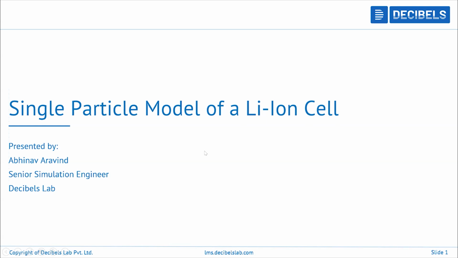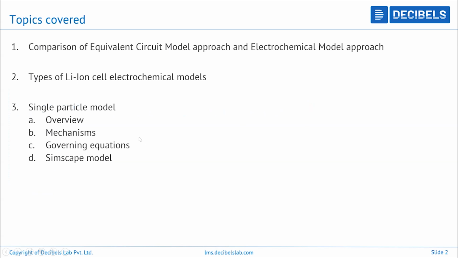Okay, so we'll go through the following topics. First, a quick overview of the difference between the equivalent circuit model approach and the electrochemical model approach: what the simple features of each are, which one is more accurate, which one is preferred in real time, things like that. Then we come to the different types of lithium-ion cell electrochemical models, just a quick overview. The idea is not to deep dive into the mathematics or the technical part.